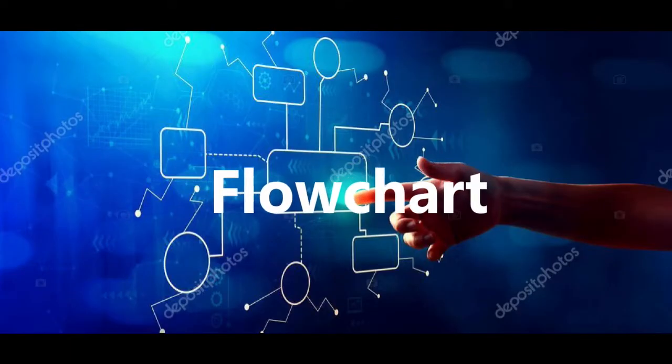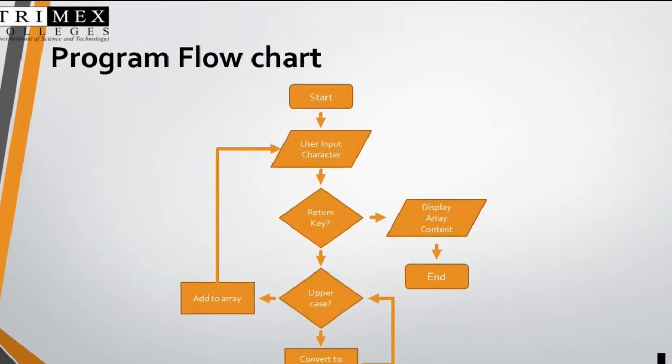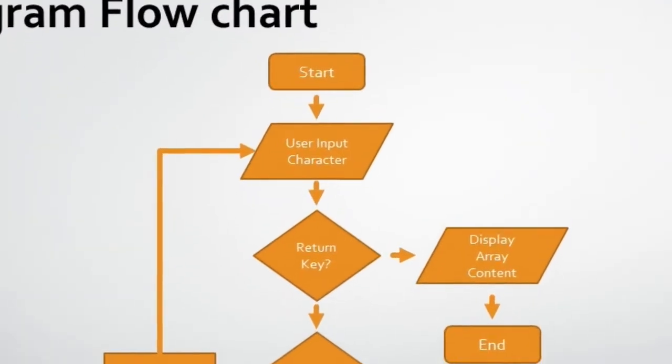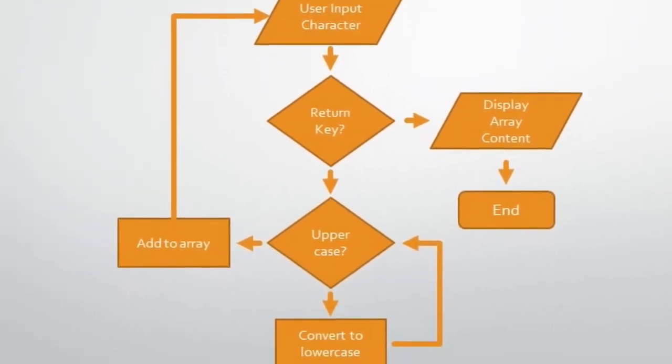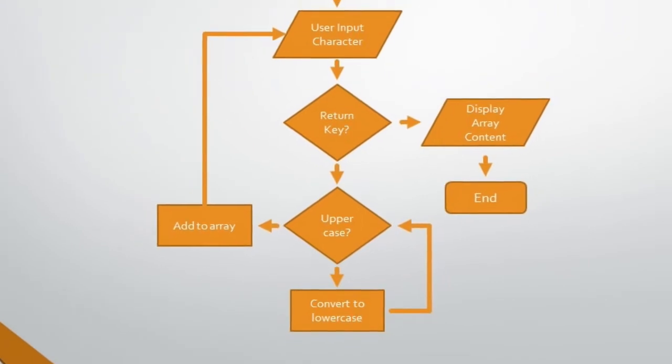The flowchart: Start. User input character. The condition and loop body. Store to the array. Display array content. End.